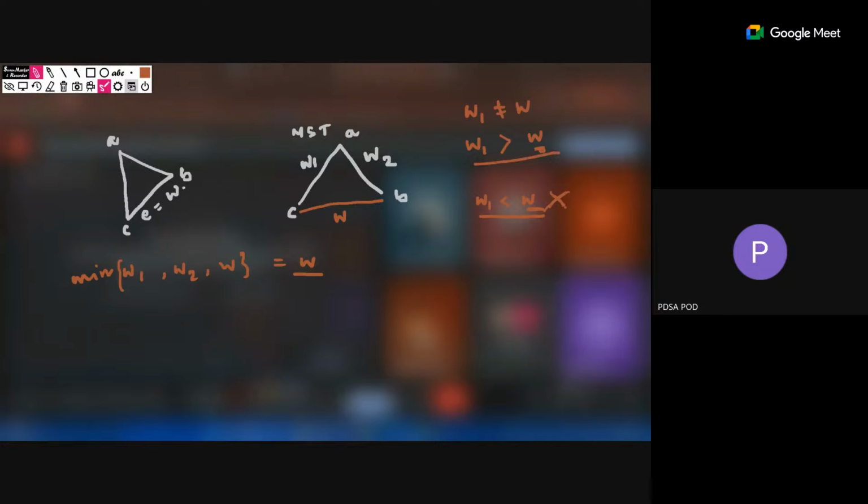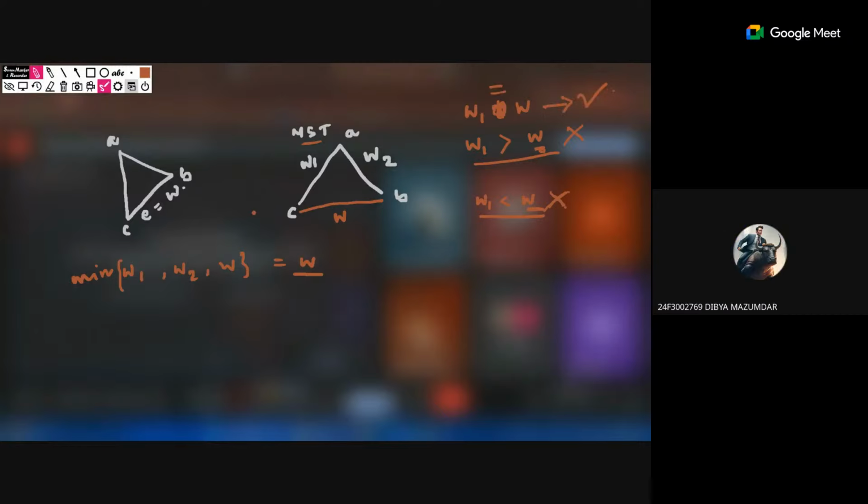W1 also cannot be greater than W. If W1 is greater than W, then you should have chosen W over W1. This is the minimum spanning tree, so you cannot choose W1 when W is also available to you, right? So under that scenario, this is also not possible. The only option that is possible is that W1 will be equal to W.